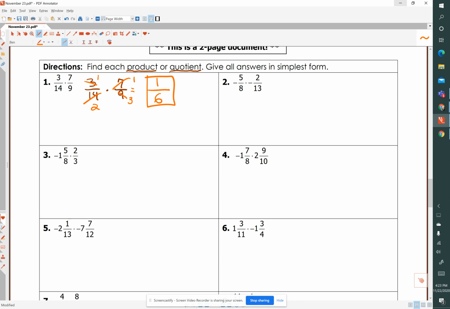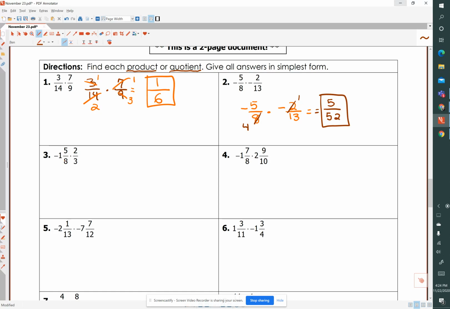With number 2, remember that's a negative 5/8 times a negative 2/13. A negative times a negative will be a positive. So 5 and 13, I cannot do anything in terms of simplifying them, but 2 goes into itself once and into 8 4 times. So 5 times 1 is 5, and negative times a negative is a positive. 13 times 4 is 52, and that's a final answer. Can't simplify that any further.